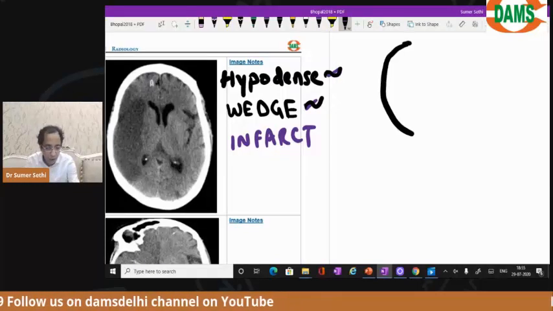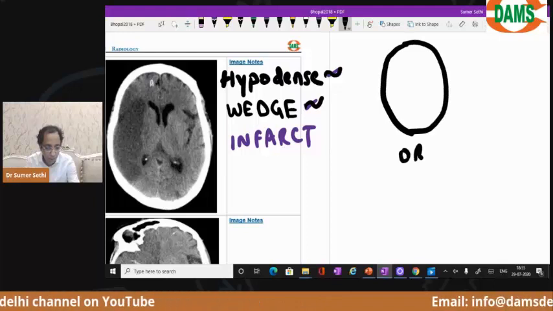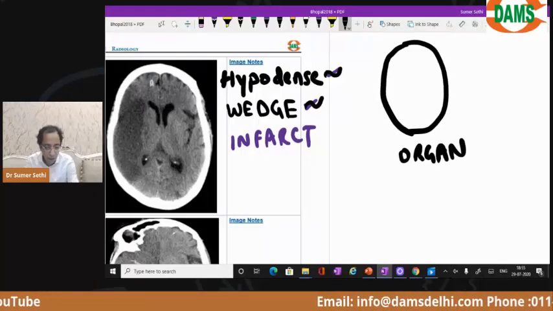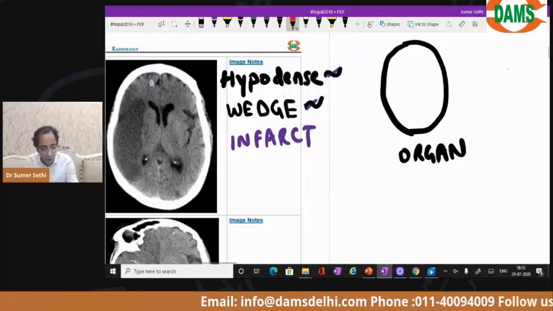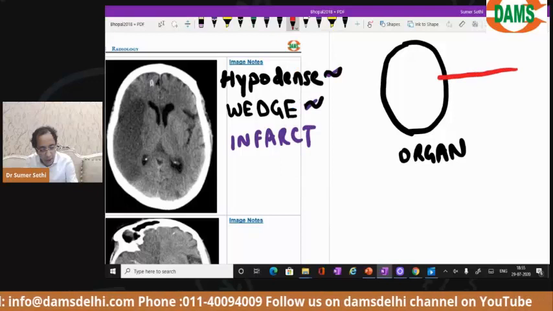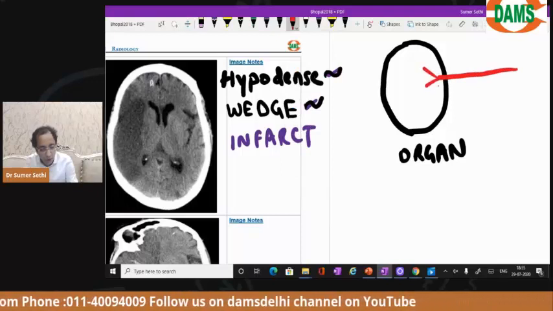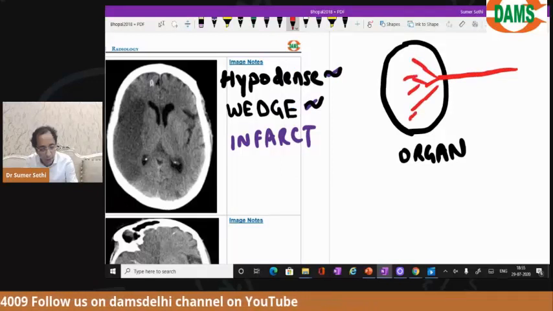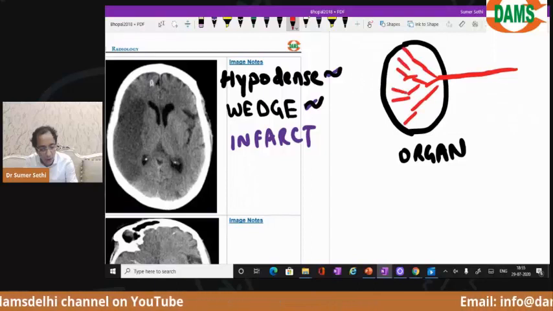Now suppose this is any solid organ, okay, this is any organ. The arterial supply of the organ is like this. The artery enters the central part of the organ, then divides into further branches and supplies the organ.